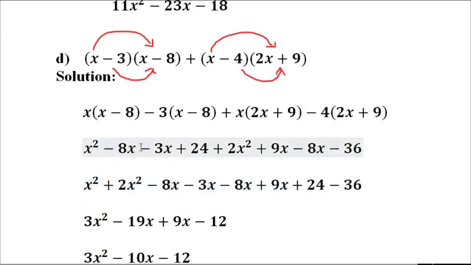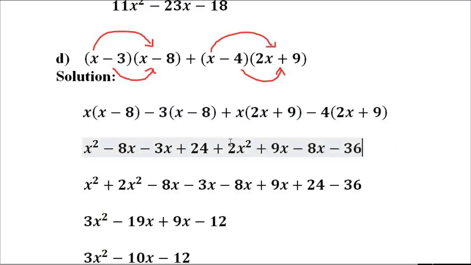We have x times x, x raised to the power 2, x times negative 8, negative 8x, negative 3 times x, negative 3x, negative 3 times negative 8, positive 24, positive x times positive 2x, positive 2x squared, positive x times positive 9, positive 9x, negative 4 times 2x is negative 8x, negative 4 times positive 9 is negative 36.